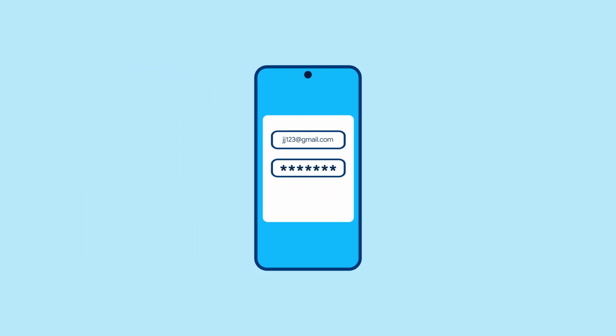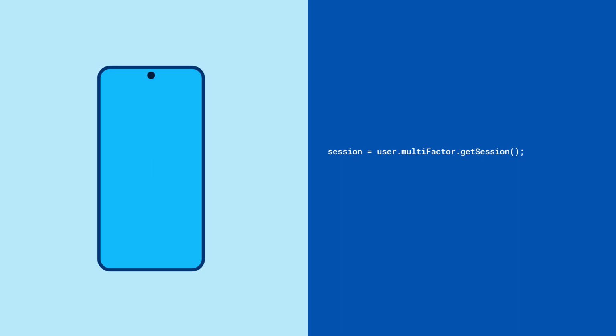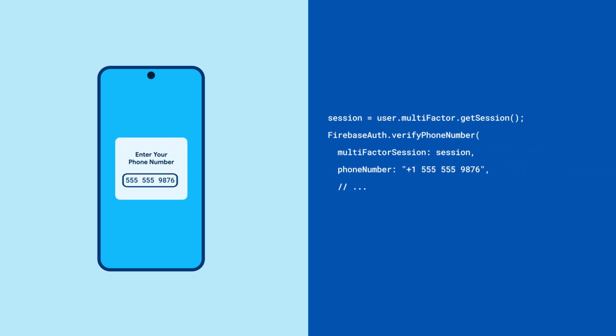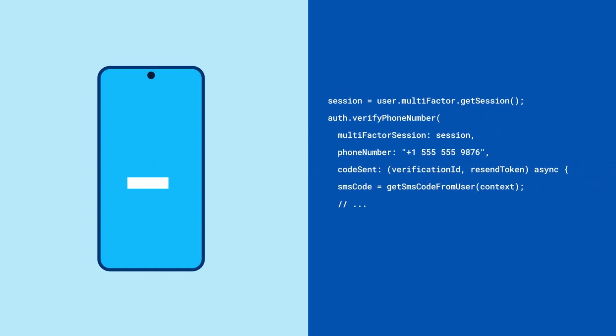Firebase Authentication also offers multi-factor auth by sending an SMS to a user's phone with an MFA code. To enroll a user in multi-factor auth, start by getting a new session from the user's Firebase profile. Then, pass that session and MFA phone number to the verify phone method. In the code sent callback, ask the user for the MFA code sent via SMS.